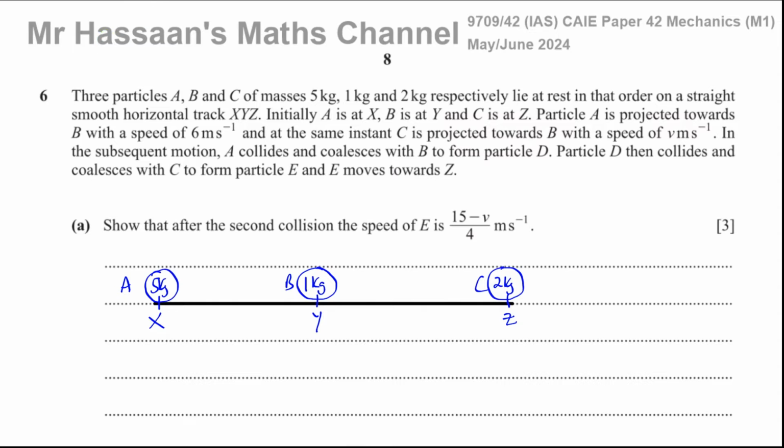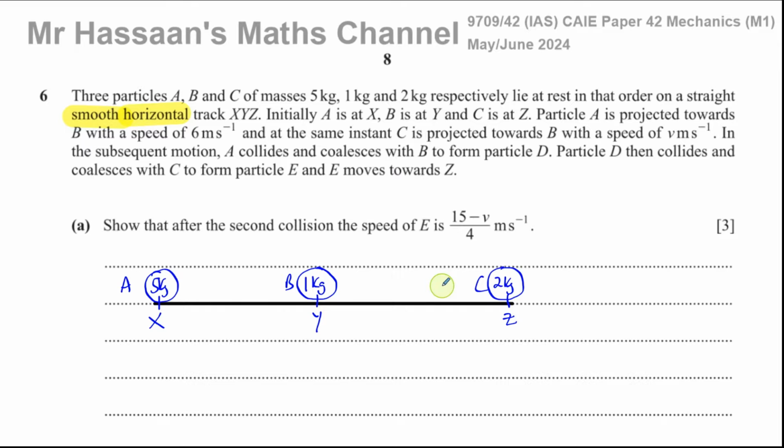So we know that the track is smooth, and it's also horizontal. So there's no friction. Since it's horizontal, we don't have to worry about the components of their weights affecting their motion.